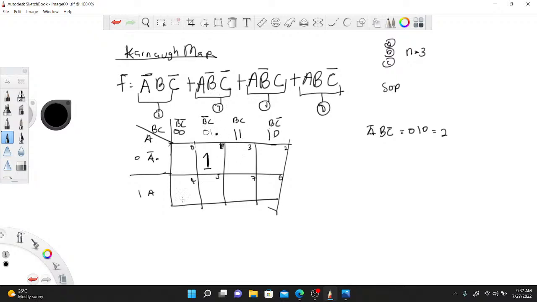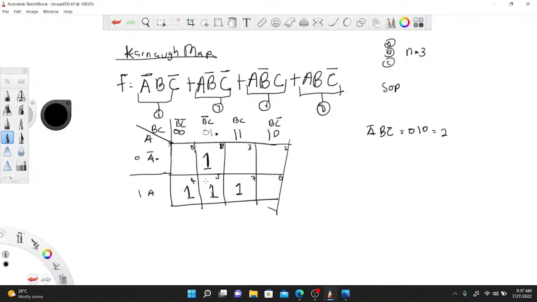So A, B, C. You have A, then you have B bar, C bar, 1 here, right? So you have A, B bar, C. You have A, B, bar, C also resulting here, and A, B, C. You have it resulting in something like this, right? So now you've gotten your entries into your table, and what you have to do is minimize now, right?